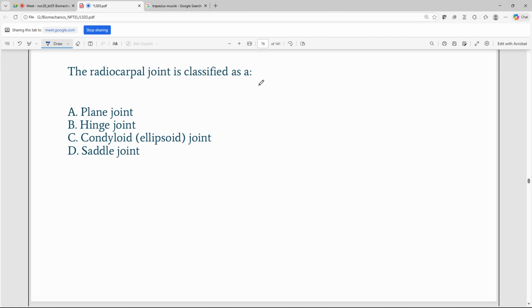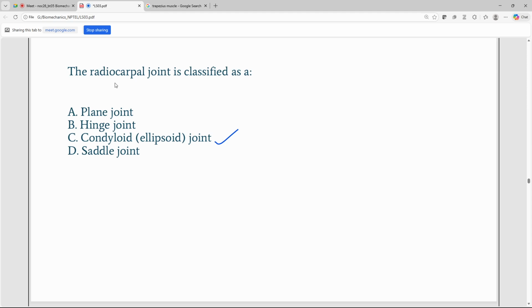Yes, it is a condyloid joint. And if anyone is wondering what the radiocarpal joint is, it is the point where the radius is attached to the carpals, that is our wrist joint. Suppose this is the wrist portion, then there will be this kind of bones. That joint is known as the radiocarpal joint.